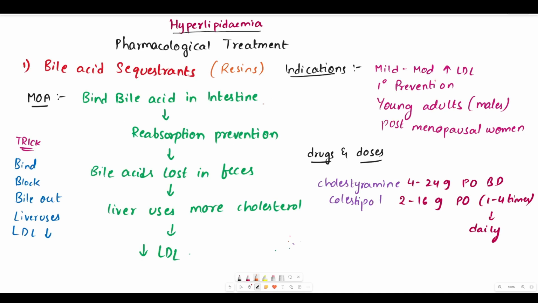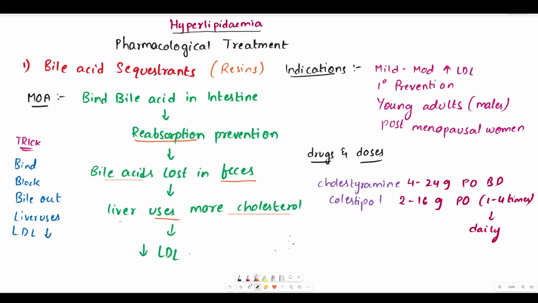In the pharmacological treatment, the first class of drugs are the bile acid sequestrants. These are simply the resins. Coming back to their mechanism, the bile acid will be bound in the intestine. When it gets bound, it prevents reabsorption. So more bile acids will be lost in the feces. In this condition, the liver will use more cholesterol, due to which it reduces the LDL cholesterol.